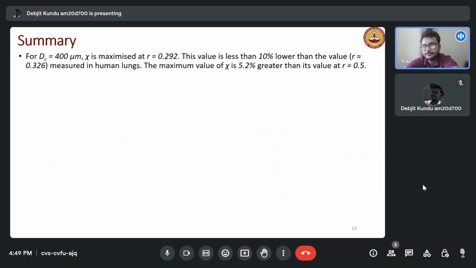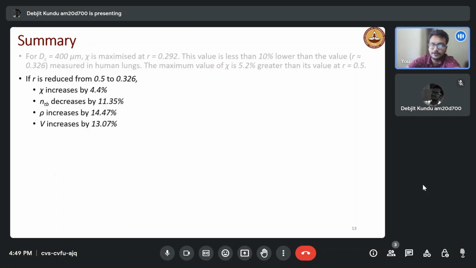To quickly summarize everything, the human lung, which has a cutoff diameter of around 400 microns, for that, the particle filtration is maximized at R equal to 0.292. This is within 10% of the actual value measured in human lungs. So if we reduce the value of R from 0.5 to 0.326, we can see that this filtration efficiency increases by 4%, whereas the parameters which indicate breathing efficiency, they deviate from their optima by more than 10%.